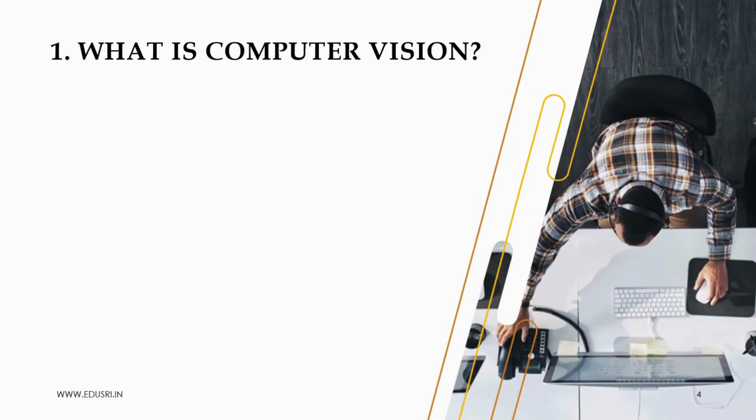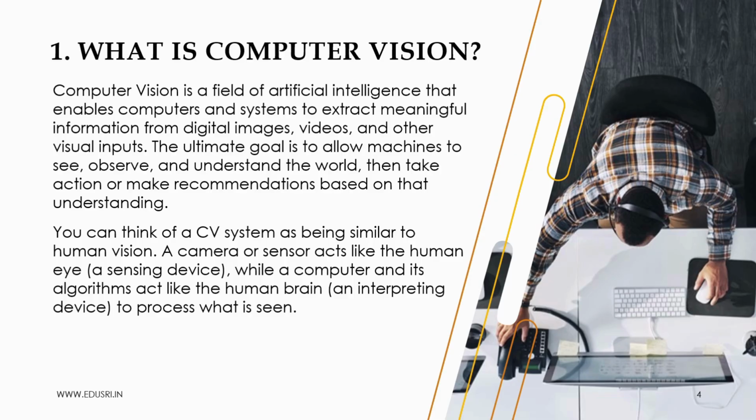Now, let's understand what computer vision actually means. Computer vision is a field of artificial intelligence that enables computers and computer systems to extract meaningful information from digital images, videos, and other visual inputs. The main goal of computer vision is to allow machines to see, observe, and understand the world around them. Once the computer understands what it sees, it can take appropriate actions or even make recommendations based on that understanding.